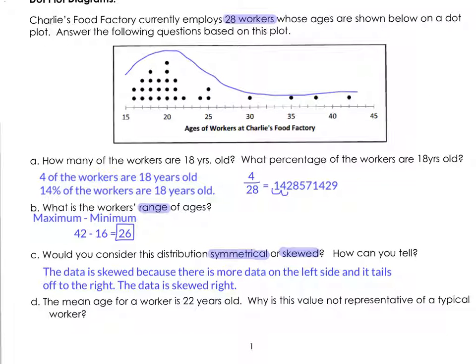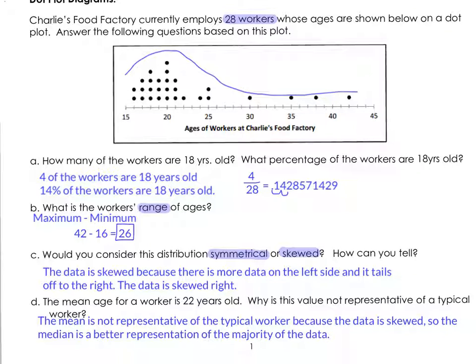The last part says that the mean age for a worker is 22. Why is this value not representative of a typical worker? Well, if we look, there's really only one person that's 22. The higher data skewed it, so that messed with the mean. So I just wrote the mean is not representative of the typical worker because the data is skewed, so the median is a better representation of the majority of the data. And we'll talk about this more in class.